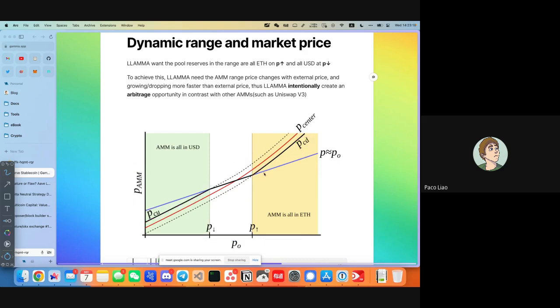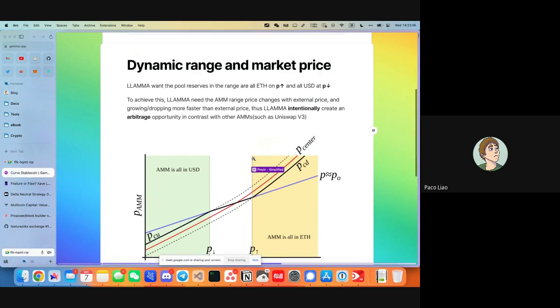Because the PCD increases faster, at P down it is lower than the external price. But at P up, this PCD will equal the external price. So at this point, the external price equals P up, the PCD will be the lower bound, and the external price is at the lower bound. This is the same situation as Uniswap.